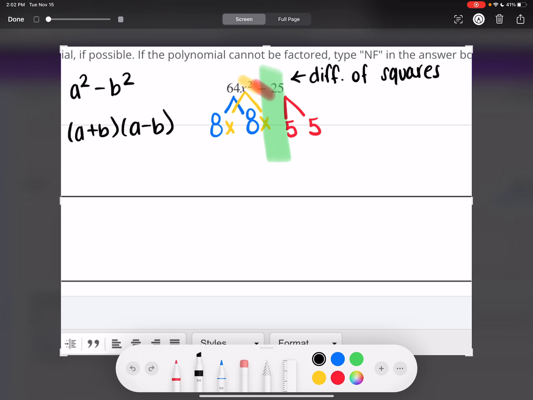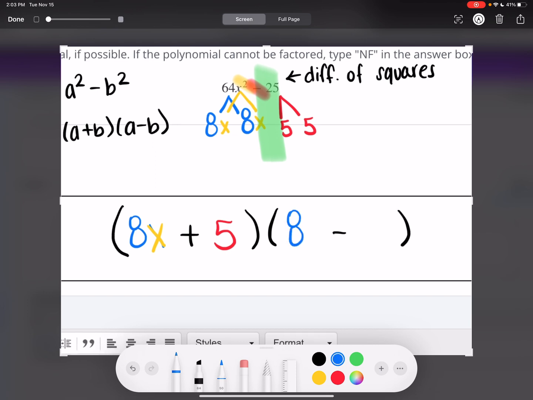And so I have 8x plus 5 and 8x minus 5. And so what I did, I took the 5s and split them up, and I took the 8x and I split them up. And then that would be your final answer. 8x plus 5, 8x minus 5.